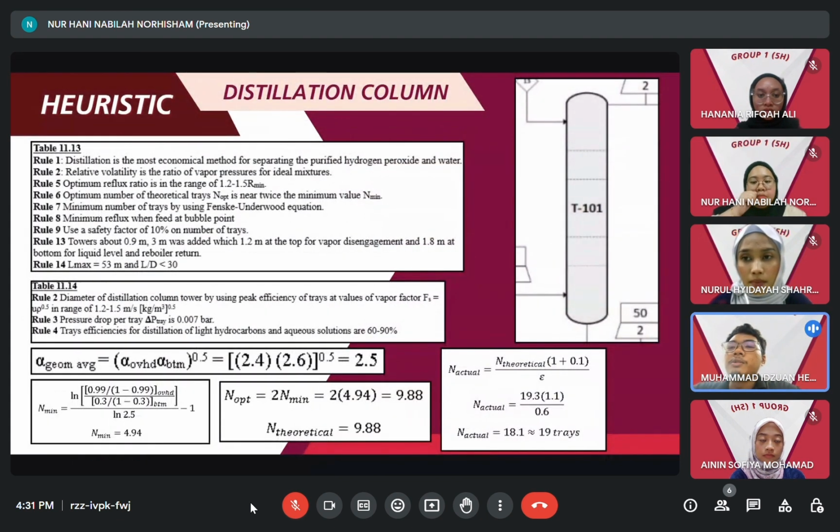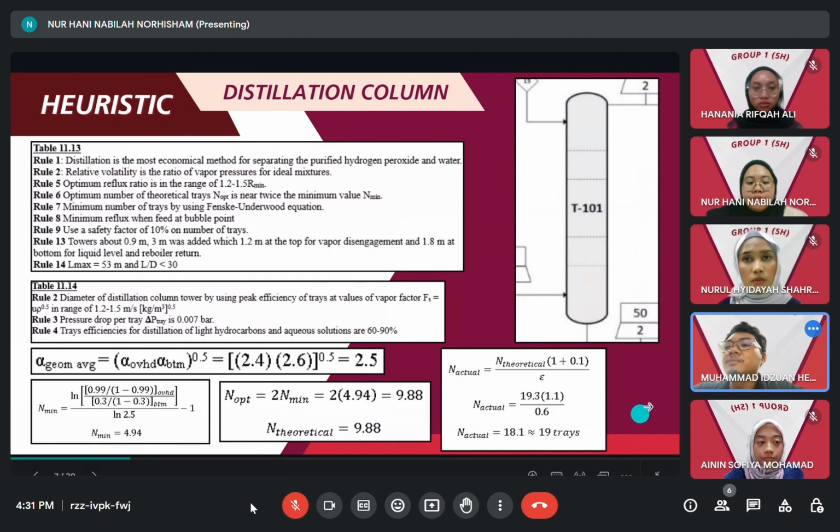For the distillation column heuristic, for the average volatility, applying rule 2 from table 11.13, we obtain 2.5. From rule 7, table 11.13, N minimum is 4.94. From rule 6, also from table 11.13, we obtain 9.88. Then from rule 4 of table 11.14 and rule 9 of table 11.13, the N actual obtained is 19 trays.